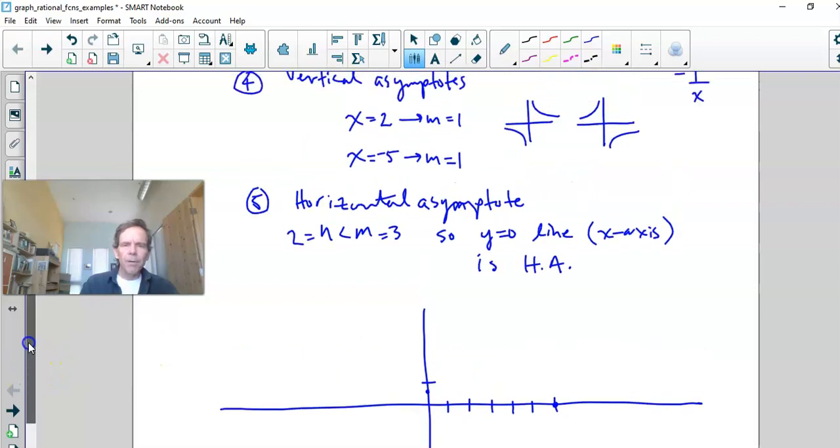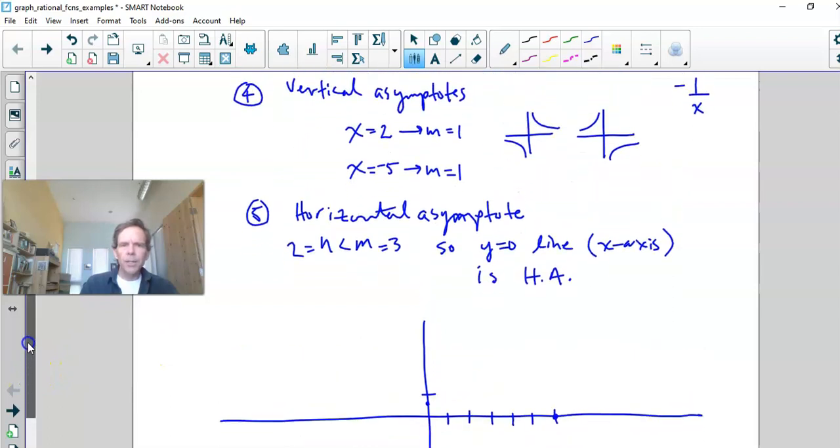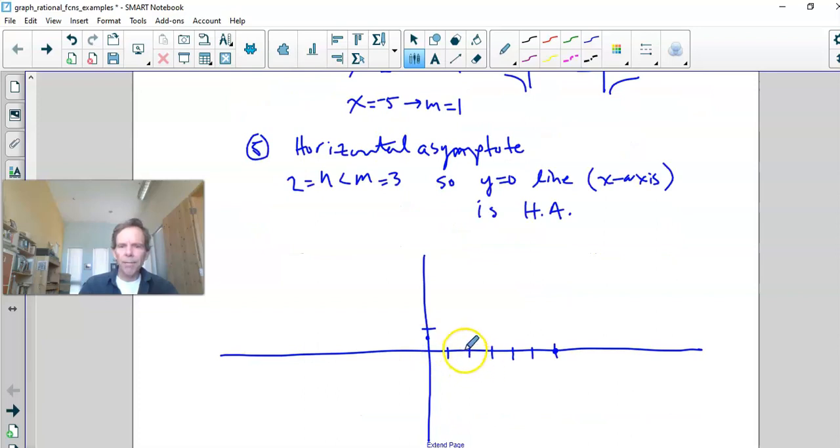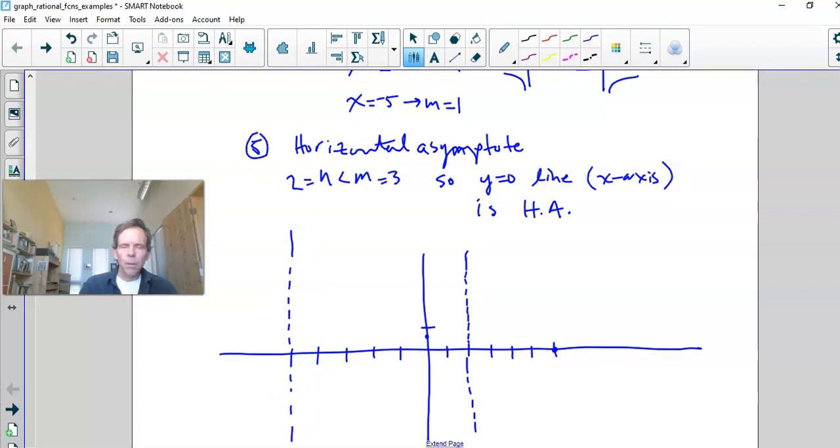And then we have our vertical asymptotes at 2 and -5. And we denote those with perhaps a dashed line. There's 2. We'll go to -5. 1, 2, 3, 4, 5. And then the horizontal asymptote is the x-axis. So we're done with that. It's already in place.